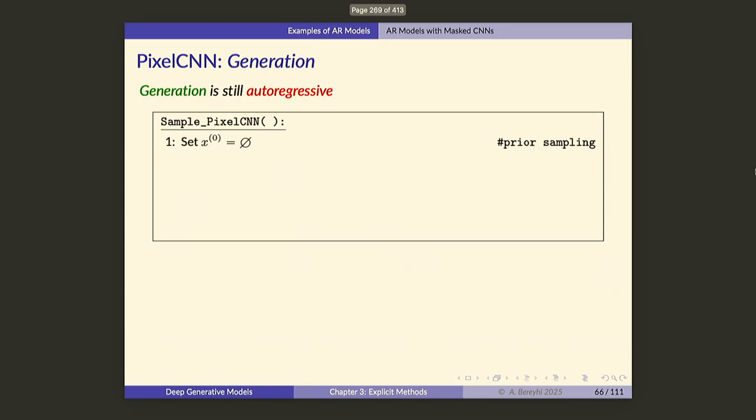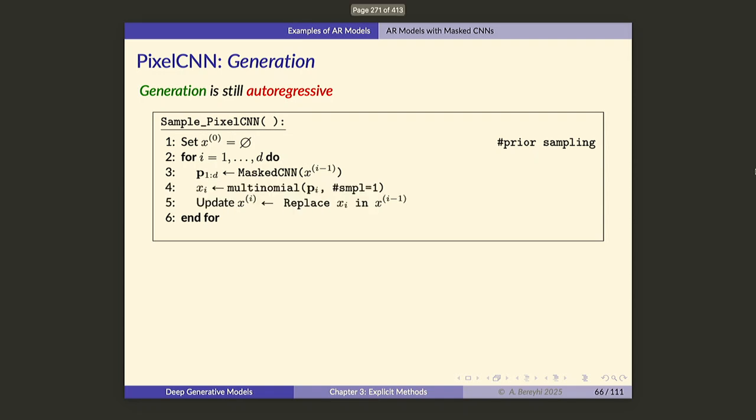Okay, so if you want to generate, you must do it autoregressively. You start with x0, which is essentially empty. You just sample the prior to get your first pixel, right? You pass it through the whole masked CNN. You're going to get all the pixel distributions, but you don't care about the future ones because they are essentially nonsense yet. You take P1 and sample from it. That's going to be my X1, right?